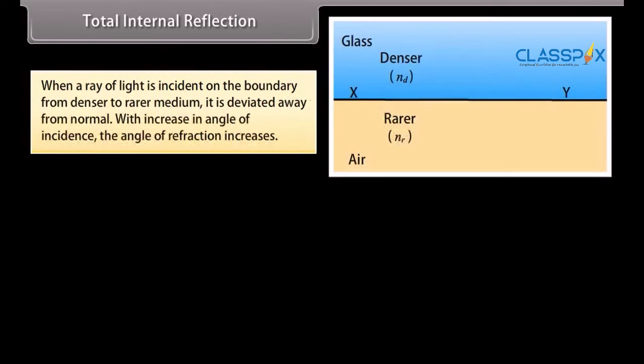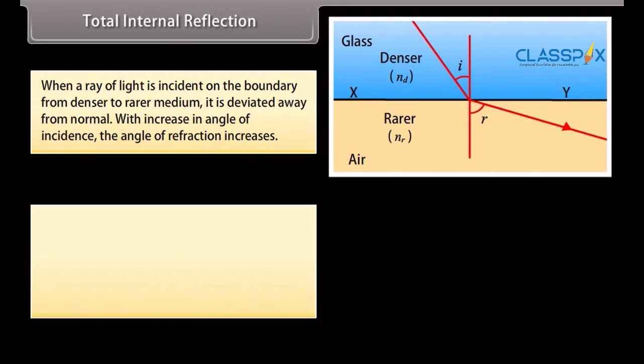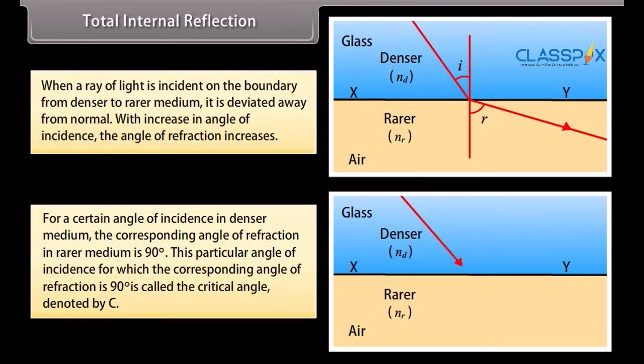Total internal reflection. When a ray of light is incident on the boundary from denser to rarer medium, it is deviated away from the normal. With increase in the angle of incidence, the angle of refraction increases. For a certain angle of incidence in denser medium, the corresponding angle of refraction in rarer medium is 90 degrees.